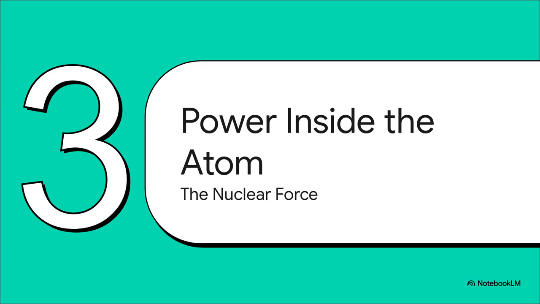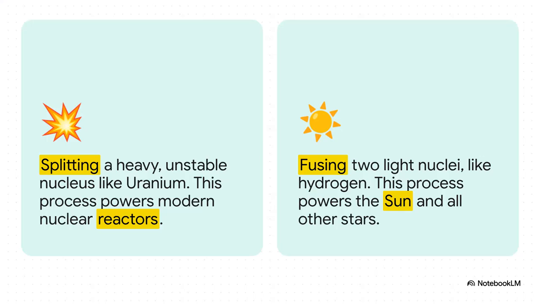Okay, we've gone from waves in space to the bonds between atoms. Now we're going even deeper, right into the heart of the atom itself, the nucleus. And this is where we find the most powerful forces in the entire universe. So there are basically two ways to unlock this insane nuclear energy. The first is fission. That's where you take a really heavy, unstable nucleus like uranium and you split it apart. This is how all our current nuclear power plants work.